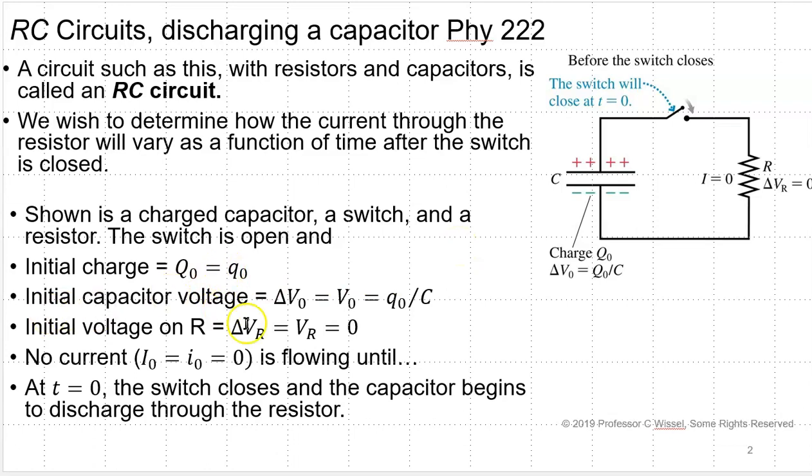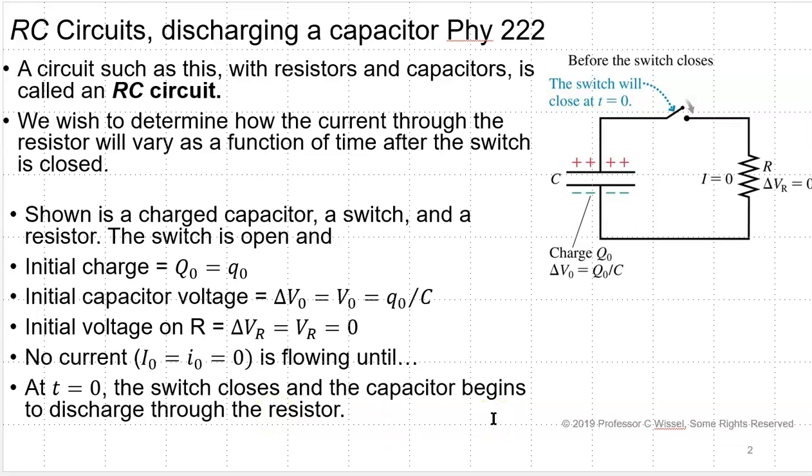The initial capacitor voltage is V naught, which equals Q naught over C. Now, I drop off the delta because, frankly, nobody else does deltas on things, so I leave them off. Just remember it's a potential difference across the capacitor, but it's good enough. The initial voltage on R, and I'm dropping the delta off of that too, equals V R, which equals 0. There is no current flowing, so I naught equals 0. Until at time t equals 0, you close the switch and the capacitor begins to discharge through the resistor.